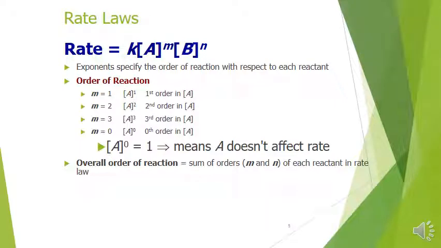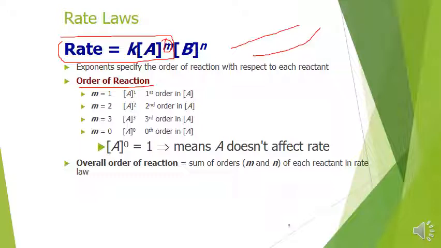Okay, rate laws. The exponents relate to the order of reaction. Let's just look at this part right here, specifically m. If m is equal to 1, that's first order. That means it's going to go up linearly. If it's second order, which is 2, it's going to be exponential. If it's third order, it will go exponential, but if we let it go long enough, it'll actually come back down, and so forth.